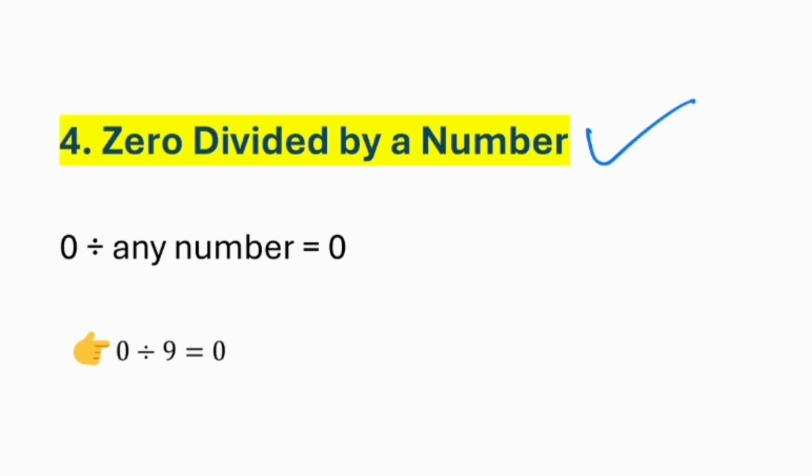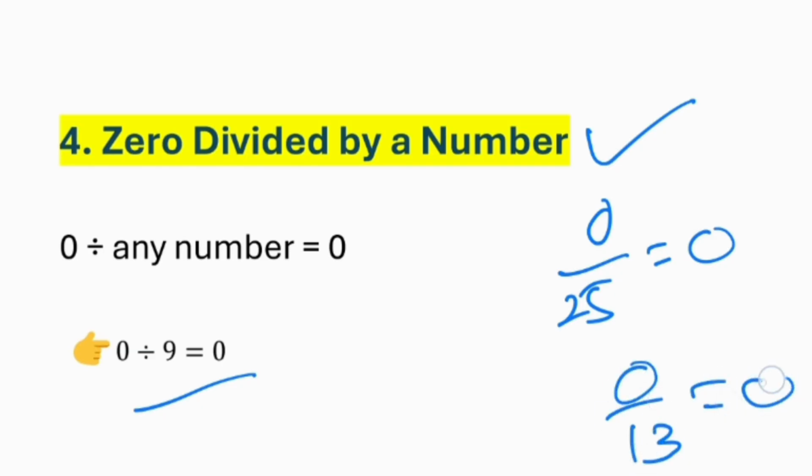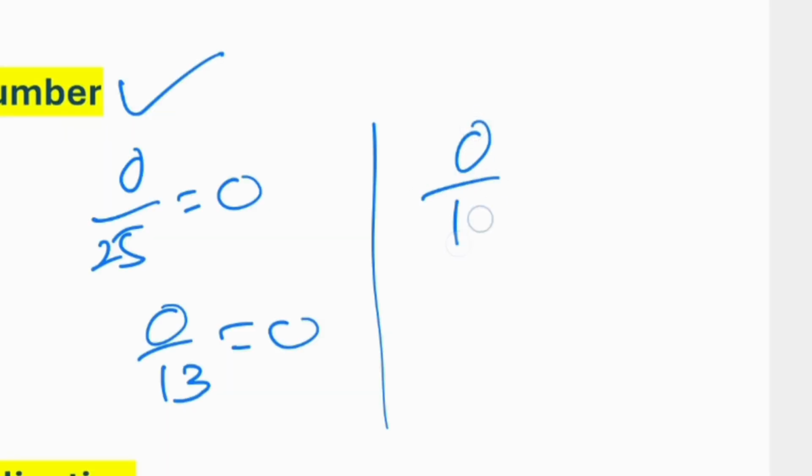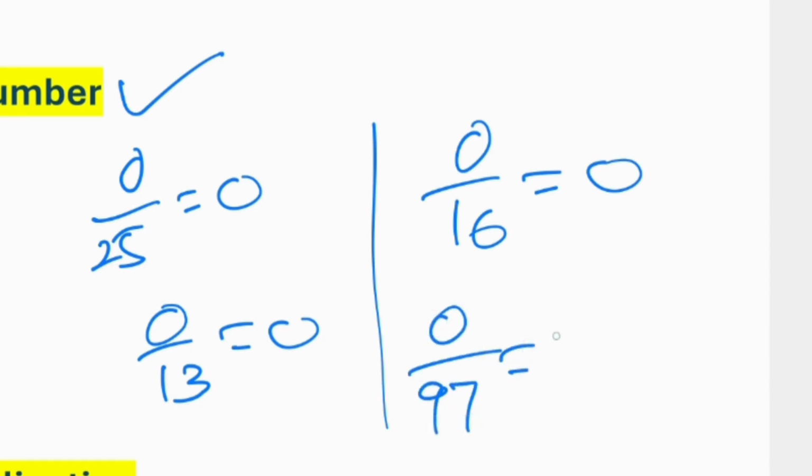And our next rule is 0 divided by a number. 0 divided by a number is 0. For example, 0 divided by 9 is equal to 0. 0 by 25 is equal to 0. 0 by 13 is equal to 0. 0 by 16 is equal to 0. 0 by 97 is equal to 0. That means 0 divided by anything is 0.